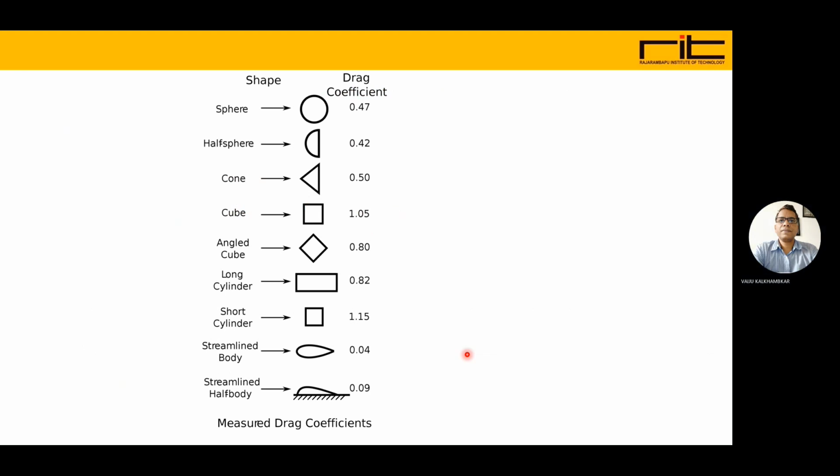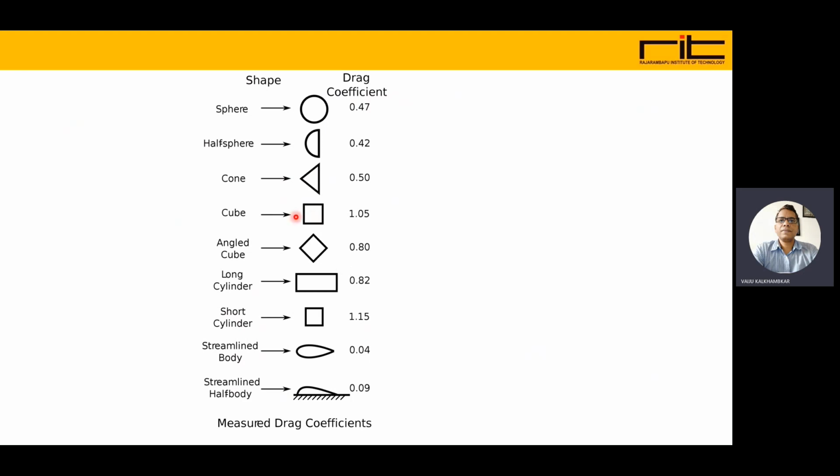Here are some drag coefficients for various shapes. If it is a sphere, the drag coefficient is 0.47. If it is a half sphere, it is 0.42. For a cone, with this direction of the air, it is 0.5. For a cube, it is 1.05. Angled cube, it is 0.8. Long cylinder in this direction is 0.82. Short cylinder, it is 1.15.